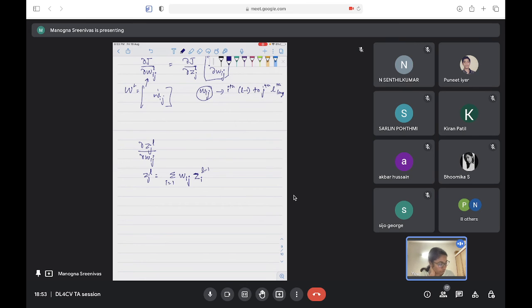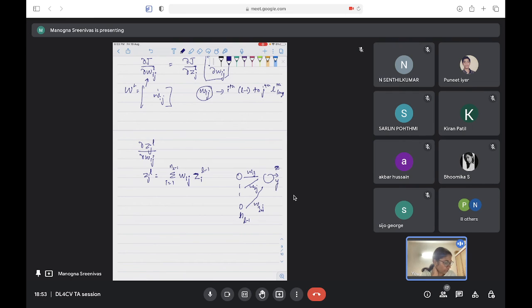My i goes from 1 to the number of nodes in layer L minus 1. So I have L minus 1 nodes here. This is my W1j, W2j, up to W(n in L minus 1)j that goes to my jth node. This actually gives me Yj of L, which again gives my Zj of L. It's actually f of this whole thing.